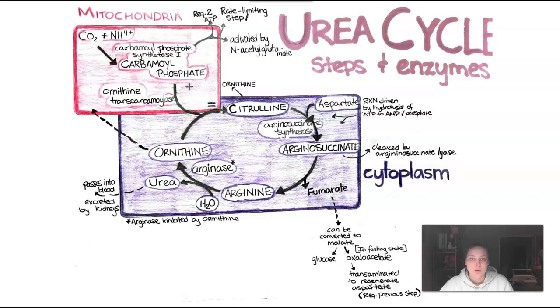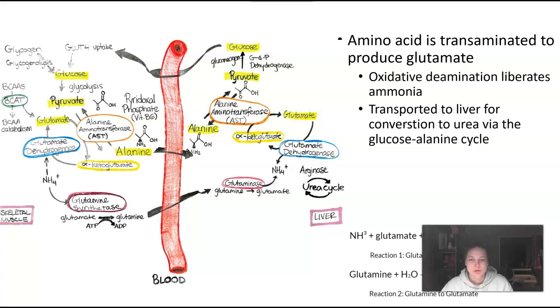In the next slide, we're going to go over how ammonia is transported from skeletal muscle to the liver via the glucose-alanine cycle. So this is the glucose-alanine cycle. On the left, you'll see this represents the skeletal muscle, and the process is used to enter the bloodstream. And on the right, you will see the processes that take place in the liver. So amino acid is transaminated to produce glutamate. Oxidative deamination liberates ammonia here and here to be transported to the liver, where it can take place in the urea cycle.